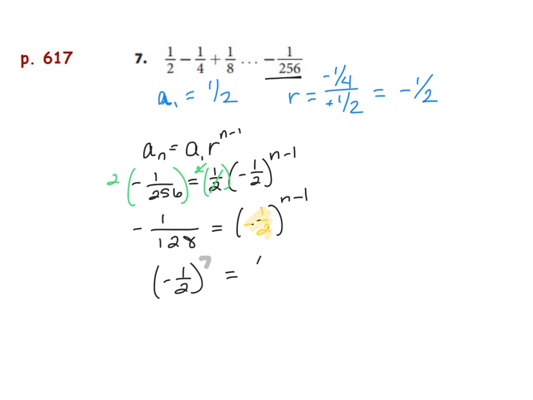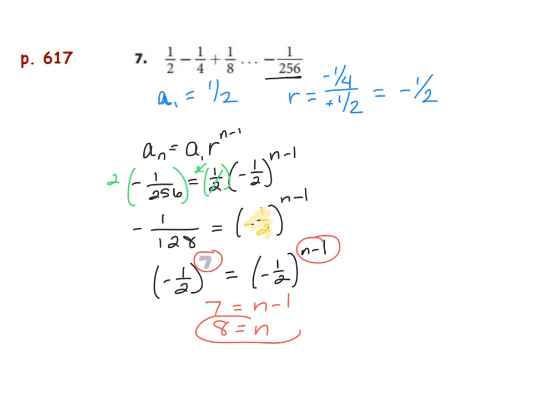Equals -1/2 to the n minus 1 power. All right, now we can set these exponents equal to each other. 7 equals n minus 1. Add 1 to both sides, and we get n is 8. So we have n is equal to 8.